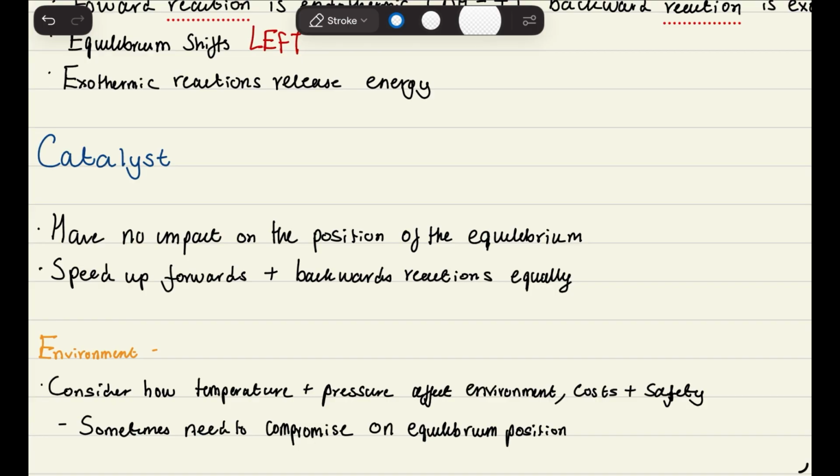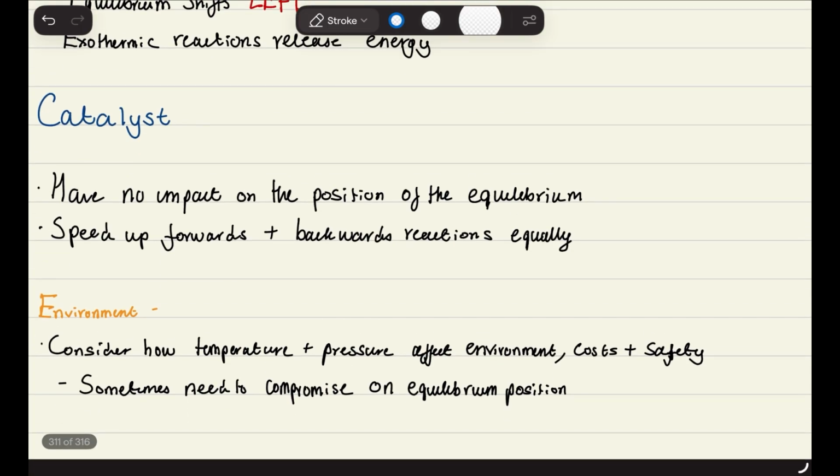They speed up the forward and backward reactions at the same rate. So if the forward reaction increases at the same rate as the backward reaction, then that just means that the equilibrium is going to stay in the same position. So we don't really need to worry about it with catalysts, but it will help our rate go up.